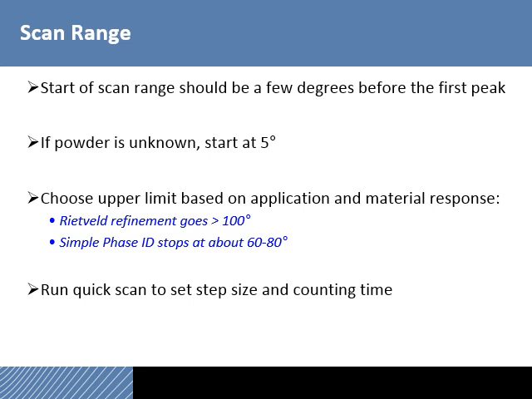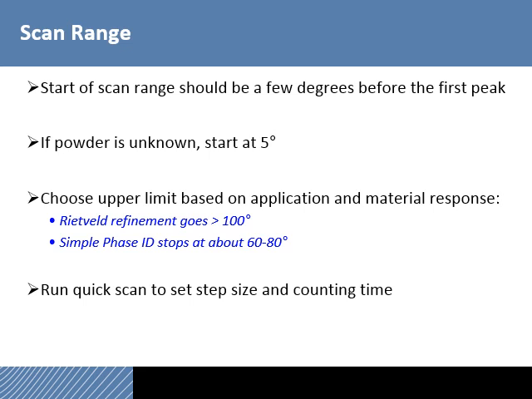All right. The upper limit is really based on the application and the material response. A Rietveld refinement actually operates to above 100 degrees. However, by the time you get out to 100 degrees, most of your peaks are starting to get low in intensity and very, very broad. So the Rietveld refinement will go that far, but it probably won't affect the results of the refinement very much. Simple phase ID stops at about 60 to 80 degrees because your peaks start to repeat anyway, meaning you just get to higher order peaks.